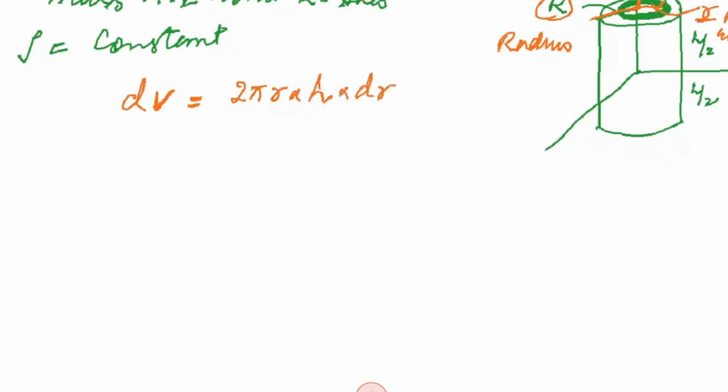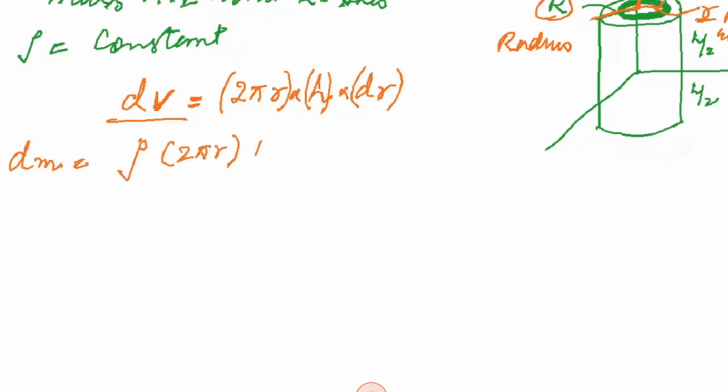Thickness is how much? dr. That means the elemental volume of this elemental area is 2 pi r, circumference, into height, into your thickness dr. So we can simply calculate its mass, which will be equal to rho times 2 pi r into height into dr, right?